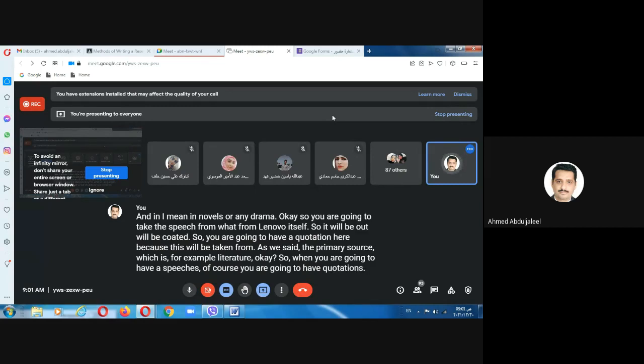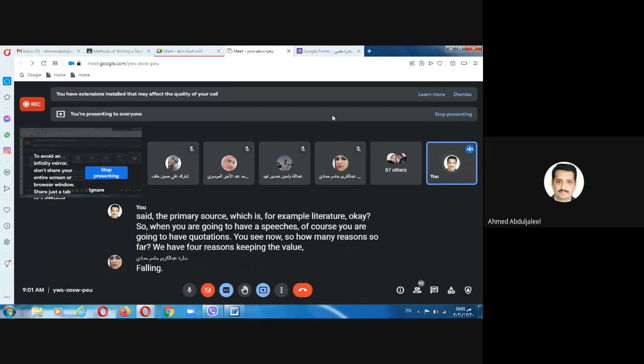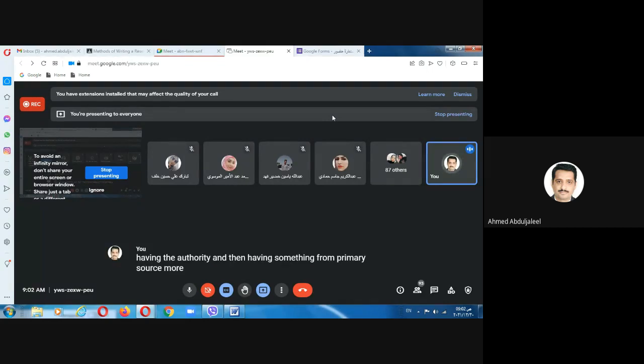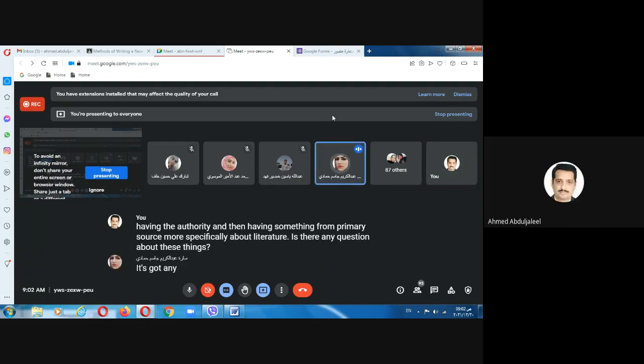You see now? So how many reasons so far? We have four reasons. Keeping the value, yes, complicated material, having the authority, and then having something from a primary source, more specifically about literature. Is there any question about these things? Doctor, and quoting doesn't change anything, just like it is, and you put it in a research.